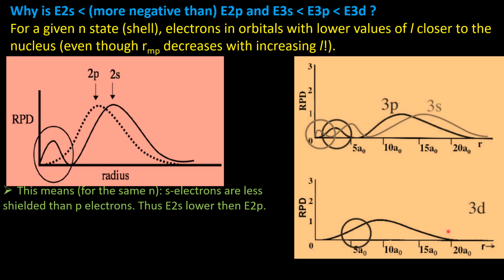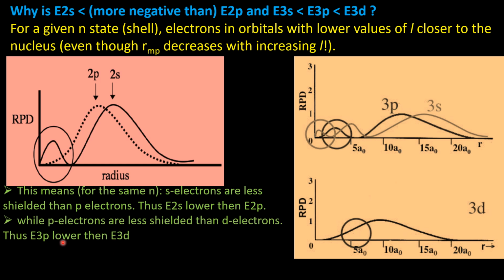But as we go to the 3d orbital, the 3d orbitals are away from the nucleus, even from the 3p. So the 3d orbitals experience much less shielding as compared to the 3s and 3p orbitals. So these 3d orbitals are higher in energies. So we can explain it like the p electrons are less shielded than d electrons. Thus the 3p energy E3p is lower than E3d.